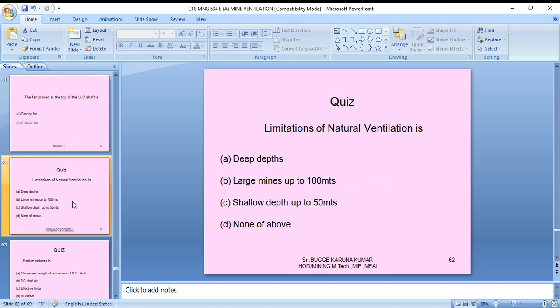Okay, then the other one. Limitation of natural ventilation. What are the limitations in natural ventilation? Deep depths, large mines up to 100 meters, shallow depth up to 50 meters, none of the above. Which one is correct? So this is not an applicable limitation. None of the above.